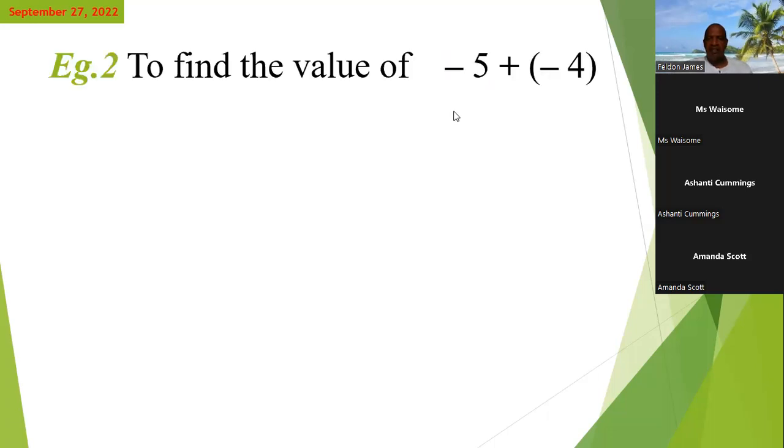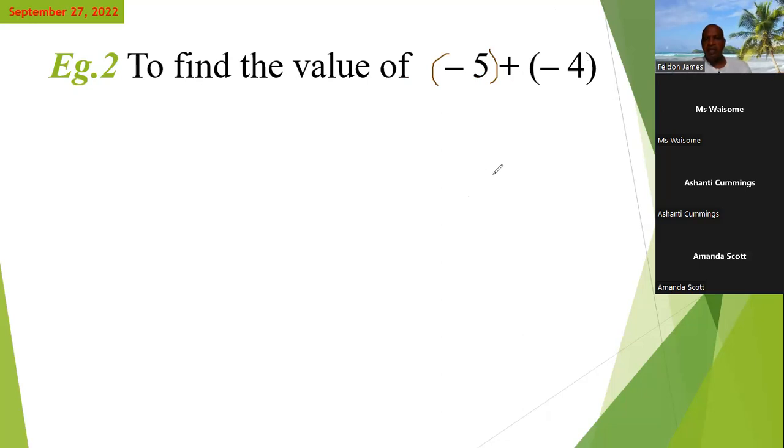Now, I want you to pay close attention to what is really happening when we have the same signs, right? Now, here we have a negative 5, and now we're adding it to a negative 4.